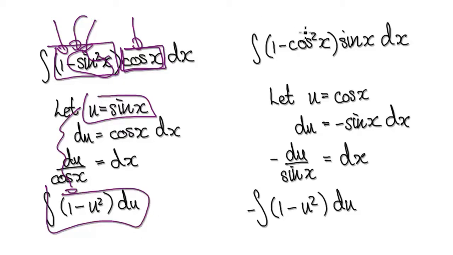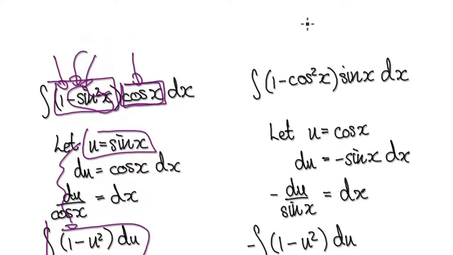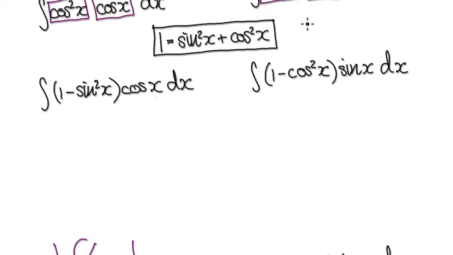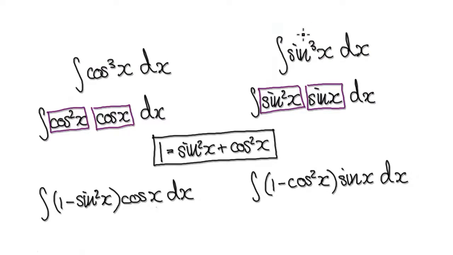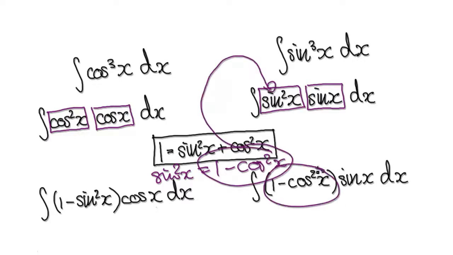The same goes with sine to the power 3. Break it up as sine squared and sine, and then rewrite this block all in terms of cos. So make use of this. Rearrange this: sine squared x equals 1 minus cos squared x. So you put this into here, and that will then become this.